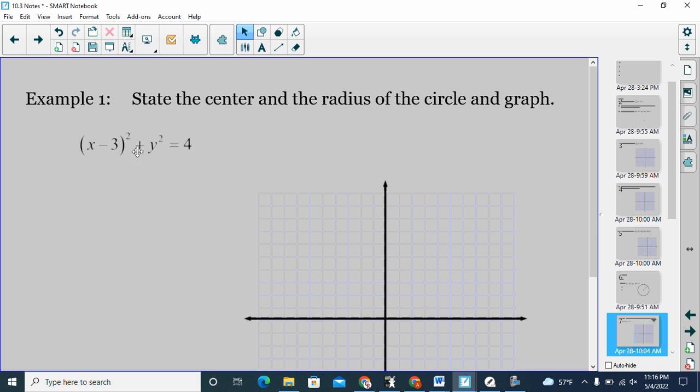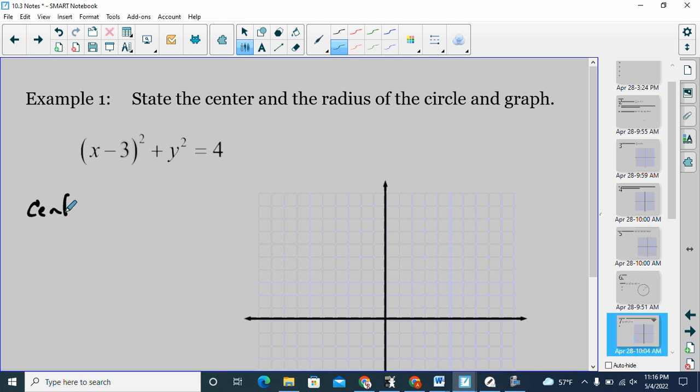So example 1 gives us an equation of a circle. It asks us to find the center, the radius, and then to sketch a graph. Like we did with ellipses, the center of the circle is (h, k). Remember, it's x minus h, so h is positive 3 in this case. My k value would be 0. So the center is at (3, 0). We can plot that on our graph. Equals r squared, so r is equal to 2.